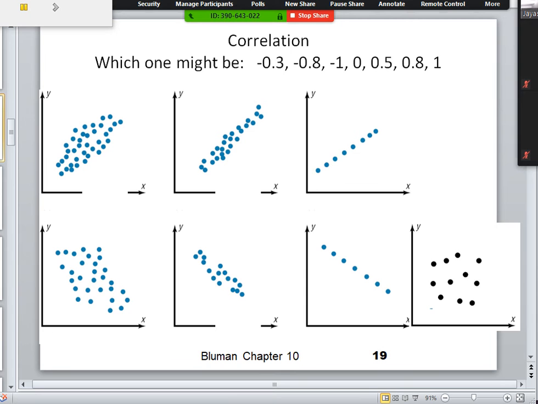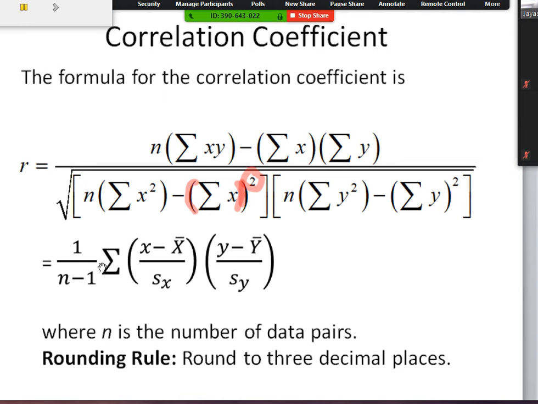And then, if you add up all of those and divide by n-1, you get the same thing as this. It's really kind of cool that it kind of works like that. We're just going to focus on this top one.